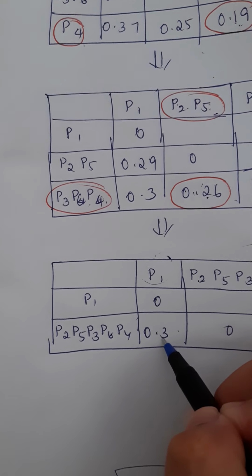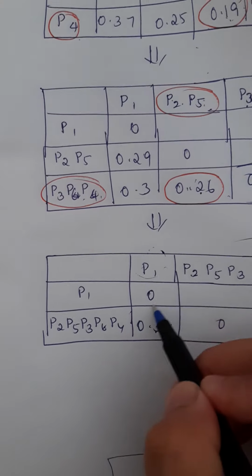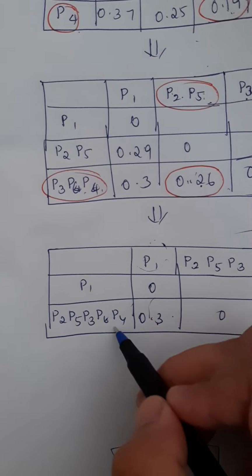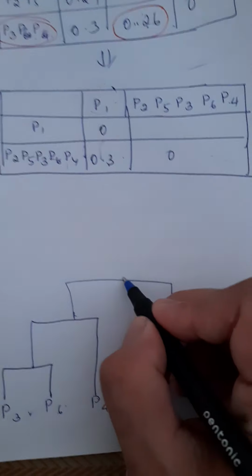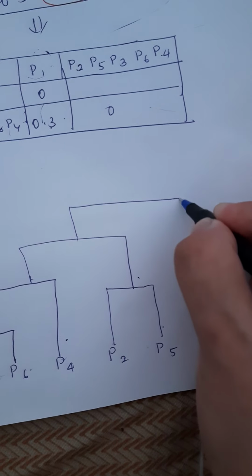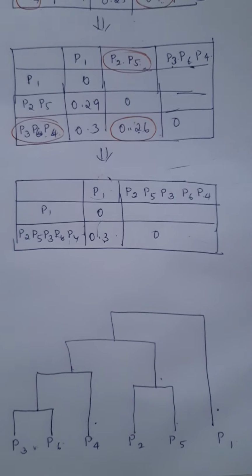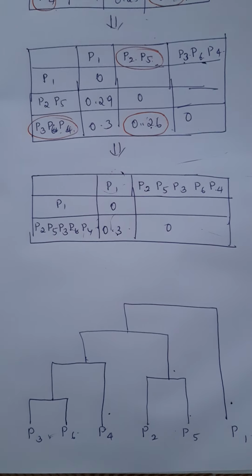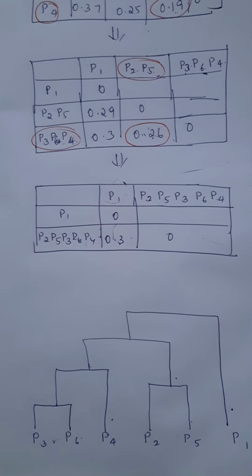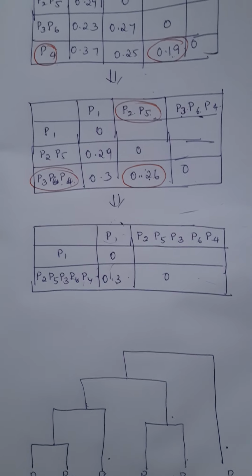So finally I get only 0.3 when I compute, which corresponds to P1 and this whole thing. So I will merge this whole thing with P1. This is my final dendrogram, using the average link technique. I hope this concept is clear.